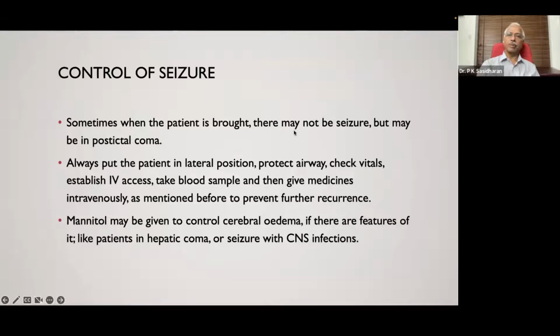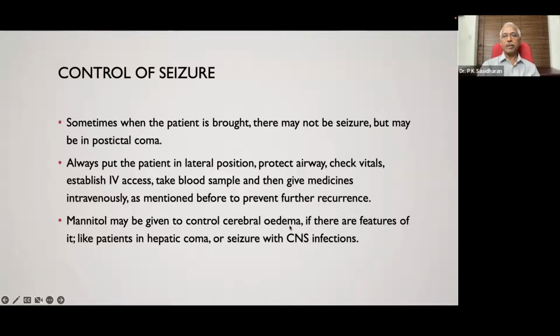Sometimes when the patient is brought, there may not be any seizure, but the patient may be in post-ictal coma. So as I mentioned before, you have to take care of putting the patient in left lateral position, protecting the airway, always check the vitals, establish IV lines, and take samples in that patient also. And the maintenance dose of phenytoin sodium has to be started immediately. And if you think that seizures are likely to recur, even in that patient, you have to give a loading dose. Or if seizure recurs when the patient is under observation, you have to give a loading dose of phenytoin sodium.